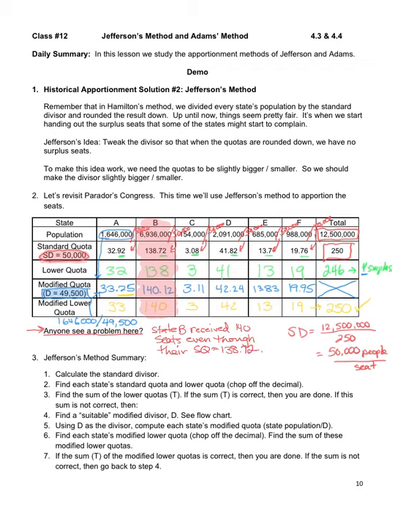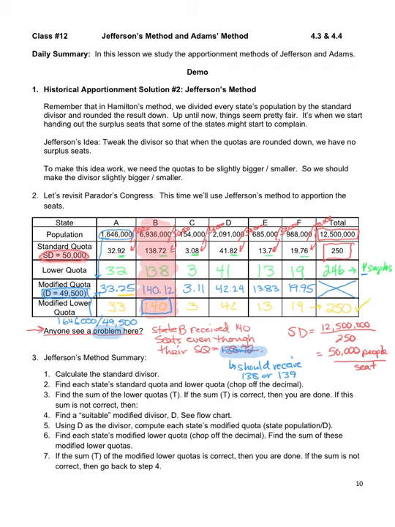And up until now, what we've seen is that with a standard quota of 138.72, a state should receive either 138 or 139 seats. But all of a sudden, now we've got a state getting 140. So it seems too big. They got 2 more than their lower quota. They got something bigger than their upper quota. So that was a problem that started to come up with Jefferson's method.